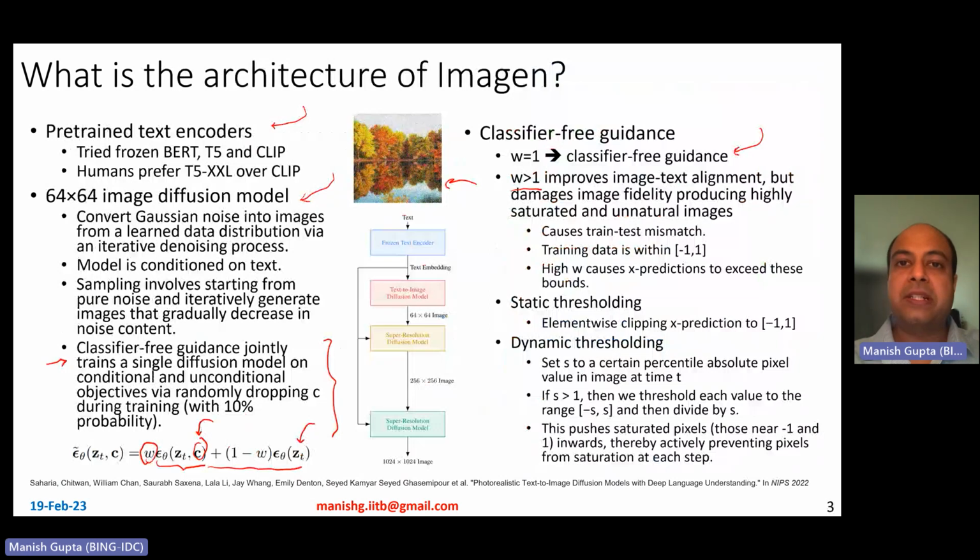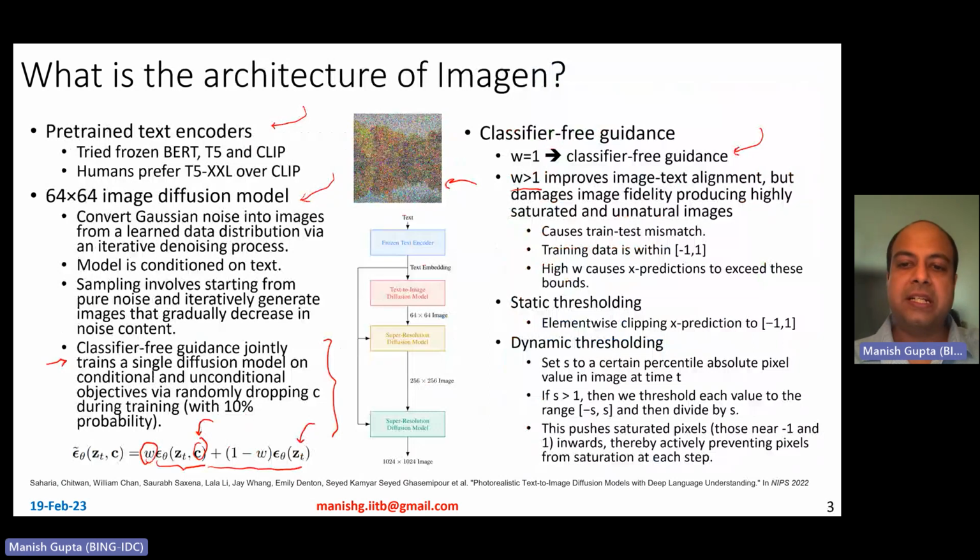Now, this happens because of the train-test mismatch. In fact, if you look at the training data, normalized training data is between -1 to 1. However, at test time, when you use W greater than 1, you cannot really control data to be between -1 to 1 only. It causes these X predictions, the image predictions, which are created in the process, to exceed these bounds, right? And this mismatch is what causes heavily saturated or unnatural images.